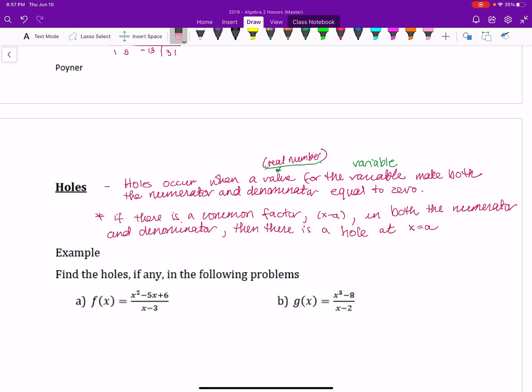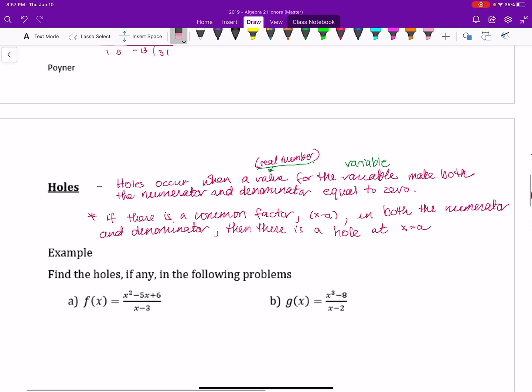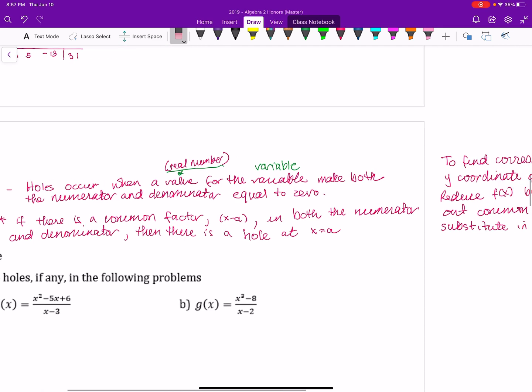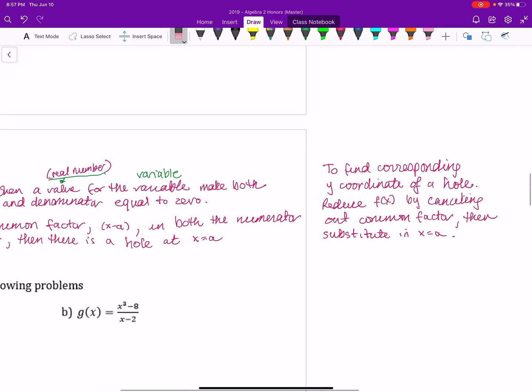Well, the easiest way, if there is a common factor, x minus a, in both the numerator and the denominator, there is going to be a hole at x is equal to a. So we're going to factor and look for them. Once you've found a, to find the corresponding y coordinate of the hole, reduce f of x by canceling out the common factor and then substitute in x is equal to a to find the y coordinate.